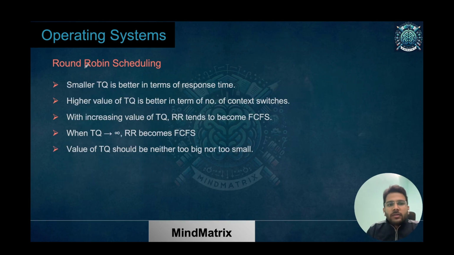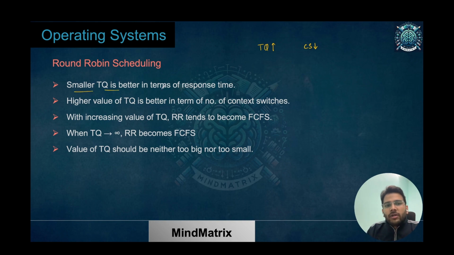Now there are some other points also. If you increase the time quantum, what will happen? That means you are giving more time for a process to execute. In that case, the number of context switches will reduce, right? Because now you are not preempting the processes after just a few units of time. You are giving more time to a process to execute. That's why context switches and preemptions will decrease.